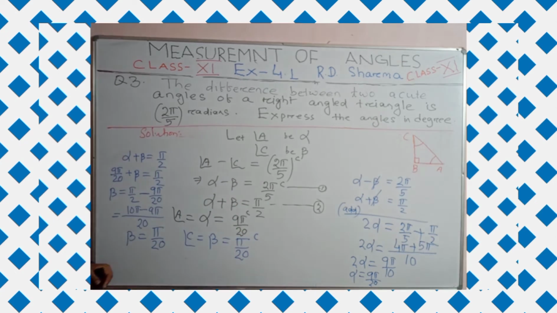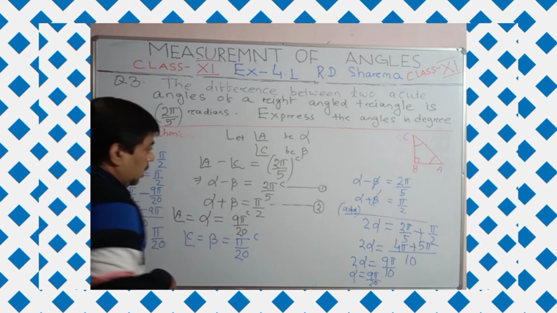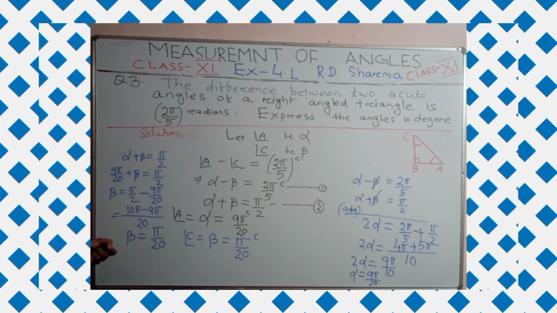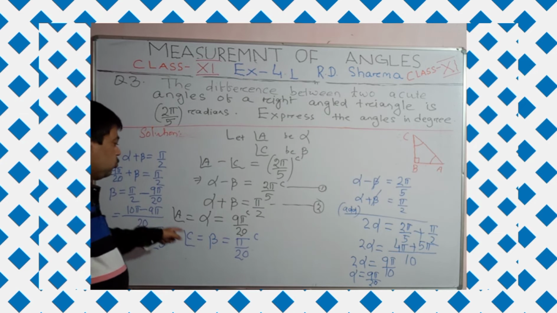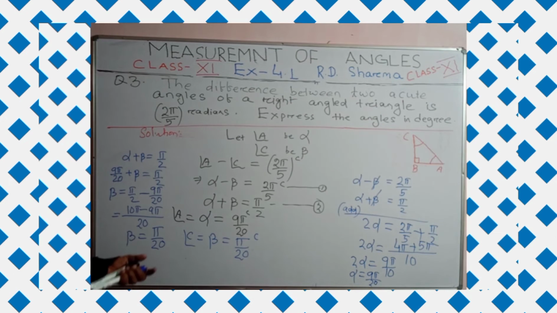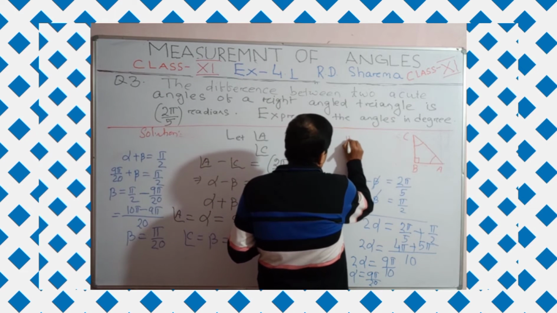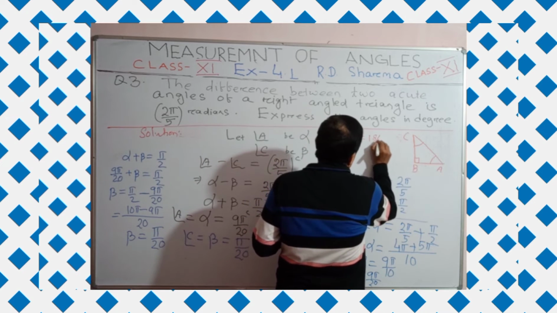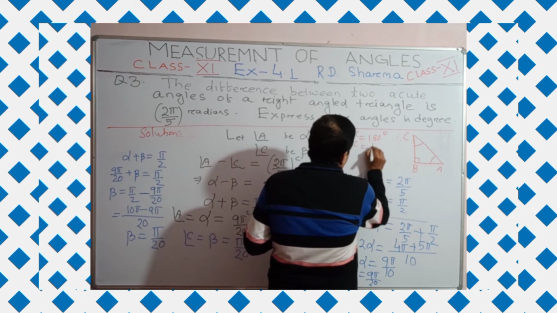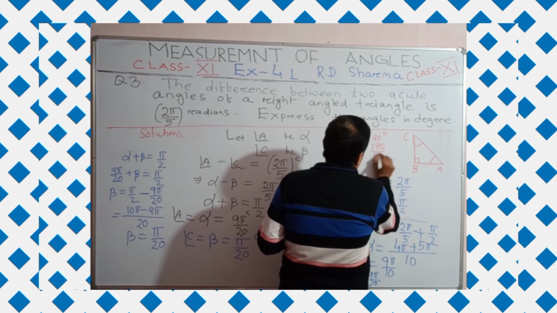Pi upon 20 radian. So we got two acute angles in radian, but you have to convert the angles into what? Degree. So we have to convert the angles into degree. Is it clear, these 2 points? And what is the concept? Pi radian is equal to how much? 180 degree. And 1 radian is equal to what? 180 by pi. Understand or not?